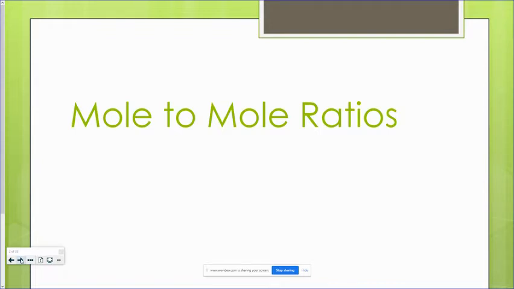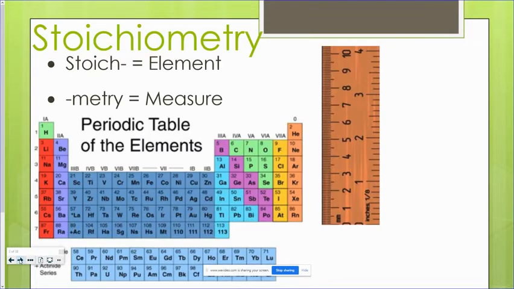And with mole to mole ratios, it allows us to convert from one item to the next. So if we know how many reactants we start out with, it's able to tell us how many products we're going to form. Stoich, the root word, means element, and metry means to measure. And so that's where they come up with the term stoichiometry. We typically will just call it stoich.